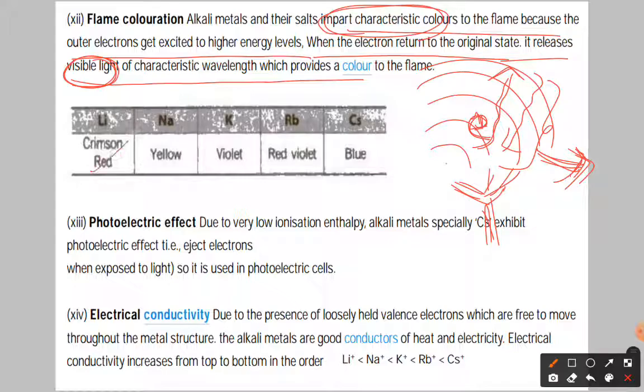Let us see how. Lithium gives crimson red, sodium gives yellow, potassium gives violet, rubidium gives red violet, and cesium gives blue color.